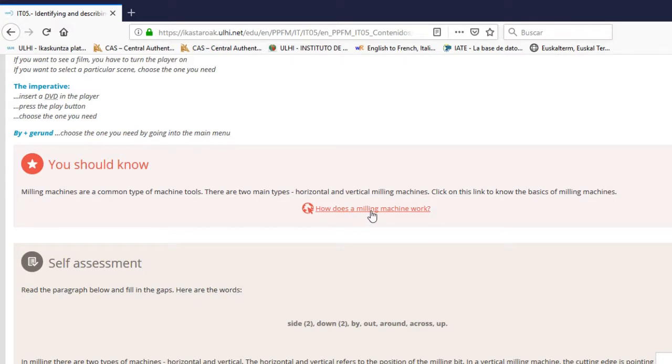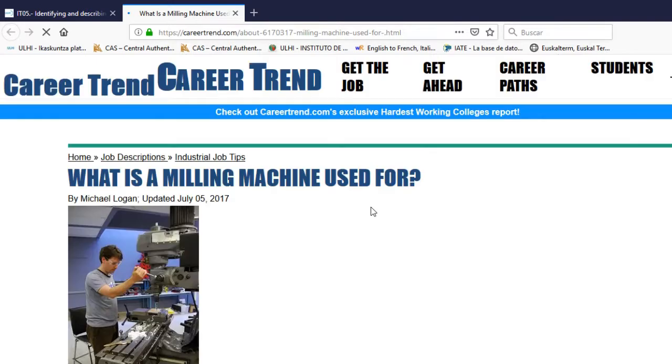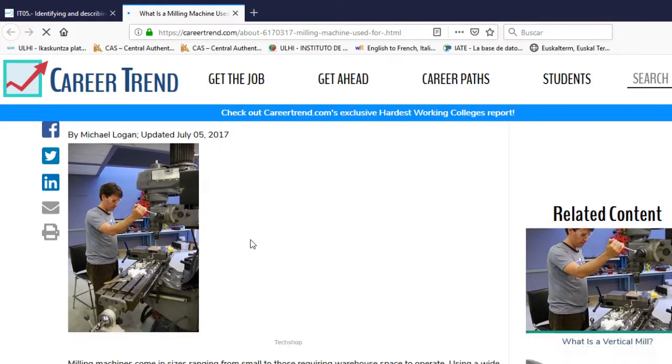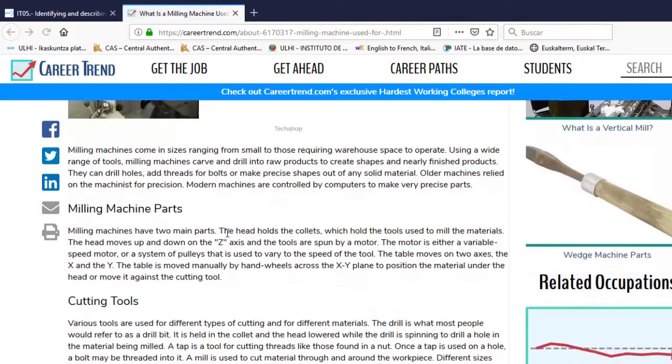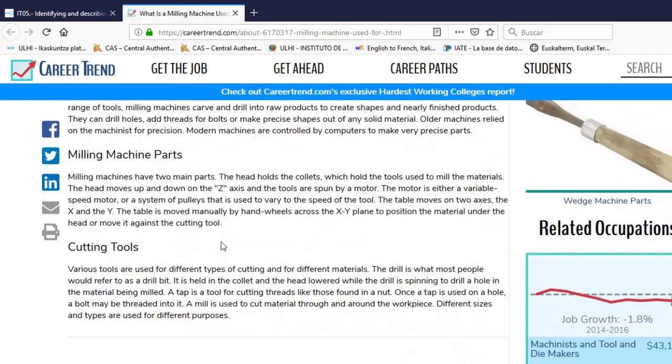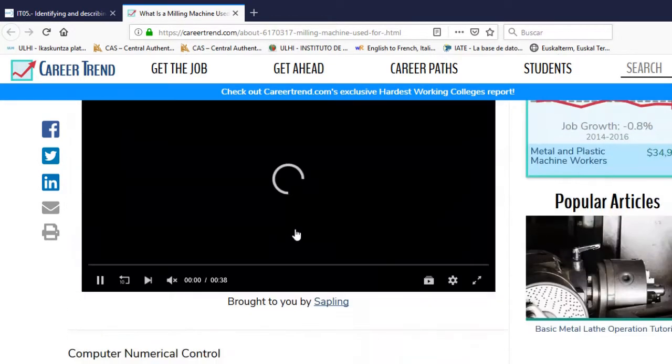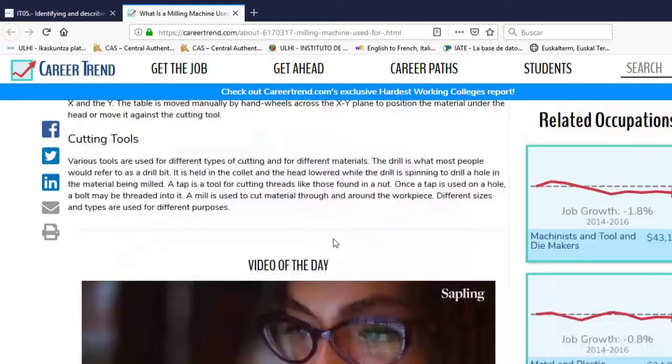Here you have a document about milling machine work and how it works. It's very interesting to have a look at it, because here you can see the milling machine part and the cutting tool, and you can watch a video.